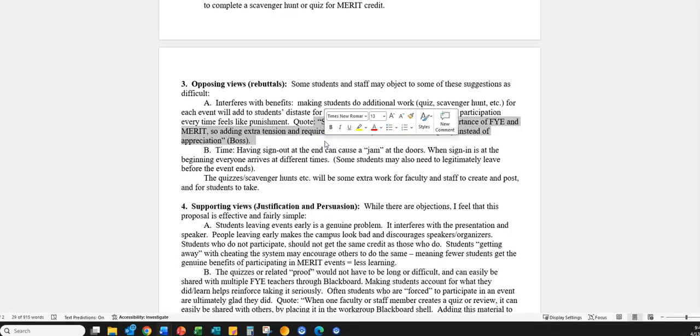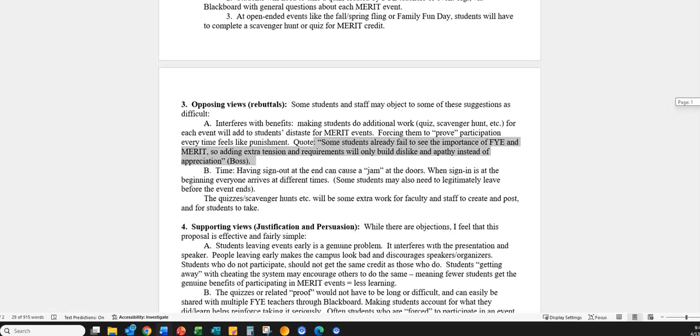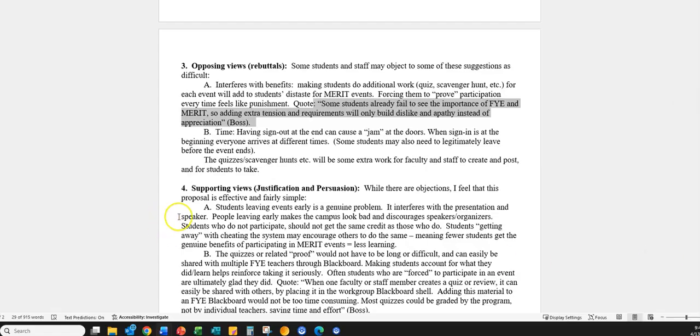Remember, you have to use your interviews twice in this paper. So in this case, it says some students already fail to see the importance of FYE and merit, so adding extra tension, extra requirements will only build dislike and apathy instead of appreciation.